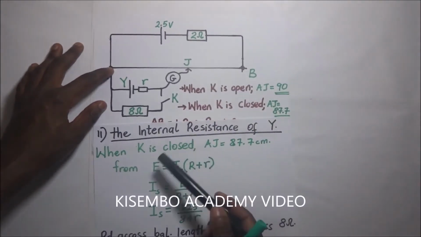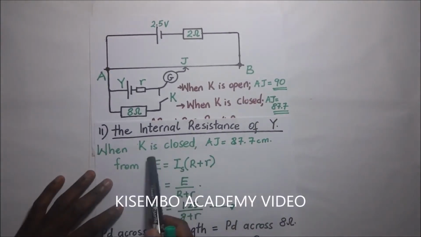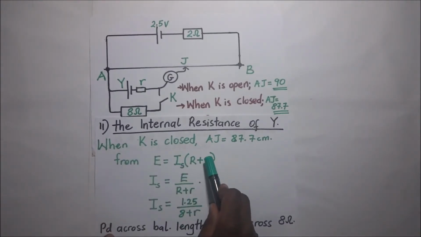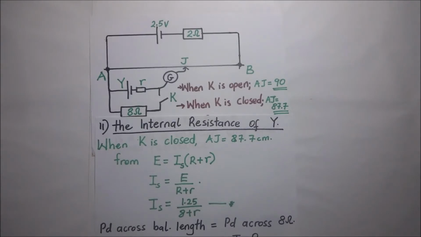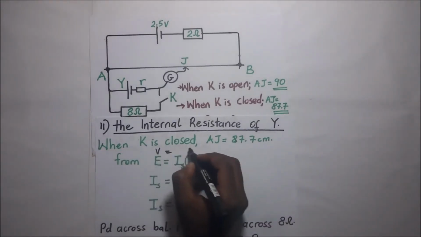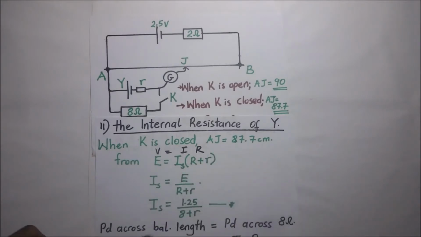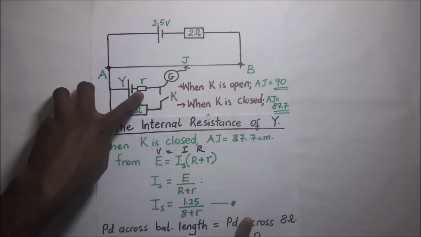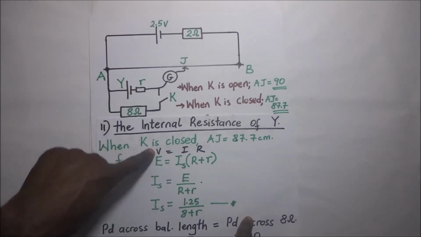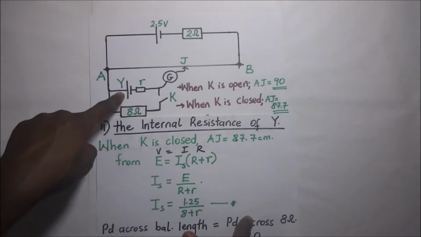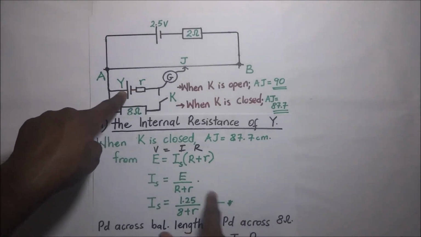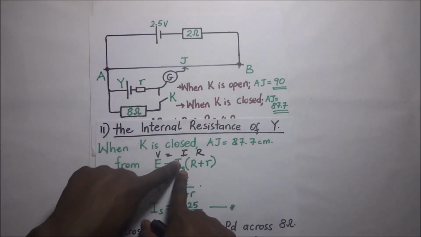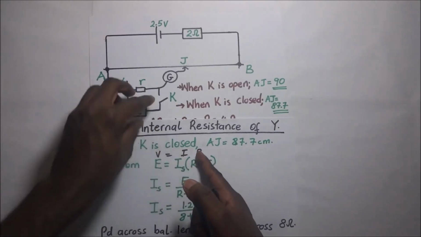So what does that mean? It simply means we use the expression E = I_S (R + r), since we are looking for the internal resistance r. This is likened to saying V = IR. It's the same thing, only that here we have a cell whose internal resistance is not negligible, so our potential difference V happens to be our EMF. The EMF of this cell Y gives us the current going through the secondary circuit, I, times the effective resistance in that circuit.